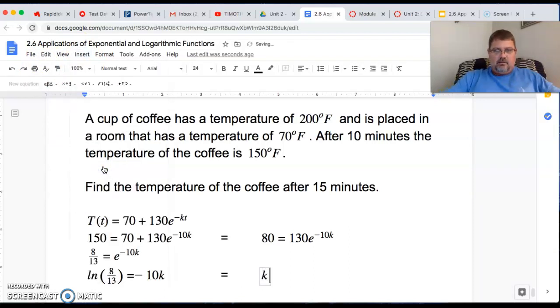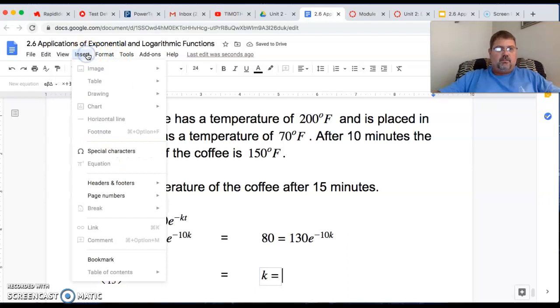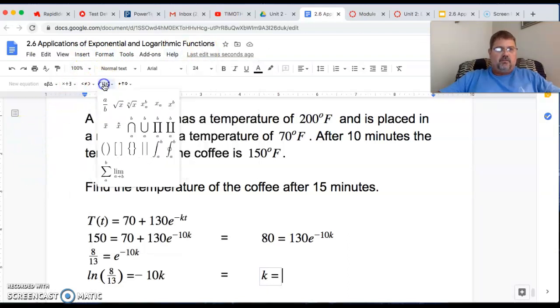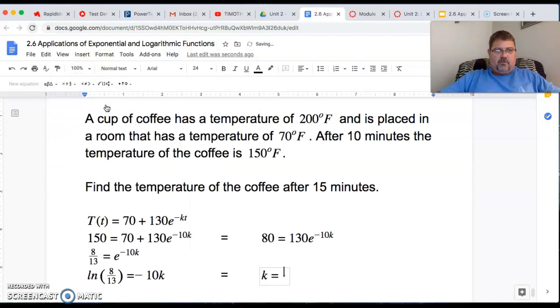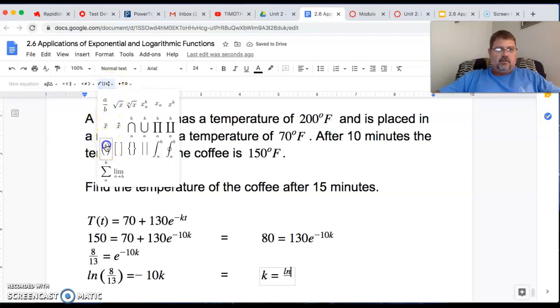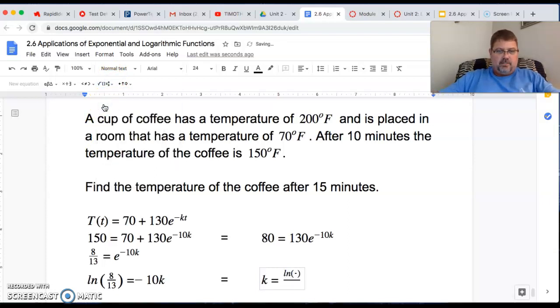So k equals, give me that fraction. There we go. I want the natural log of 13, natural log, and here we go with this fun thing again. Let's see how much work I have to do to make stuff. 8/13. I know there's better editors out there. Divided by -10. And what is this going to be approximately? And we got to find out, don't we?